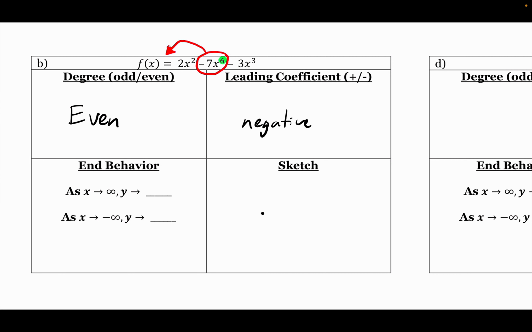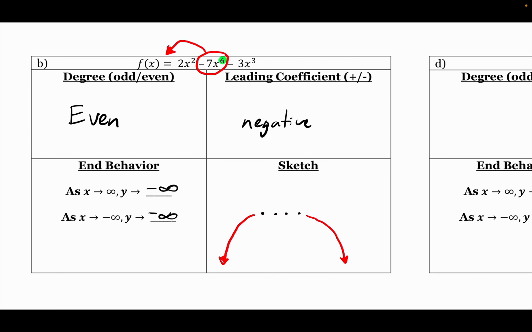Picture's going to look like this. Even negative. As I'm going to the right, which way is my arrow going? Up or down? Down. So that's negative infinity. As I go in the opposite direction, as I go to the left, which way is the arrow going? Still down. Negative infinity. Done.